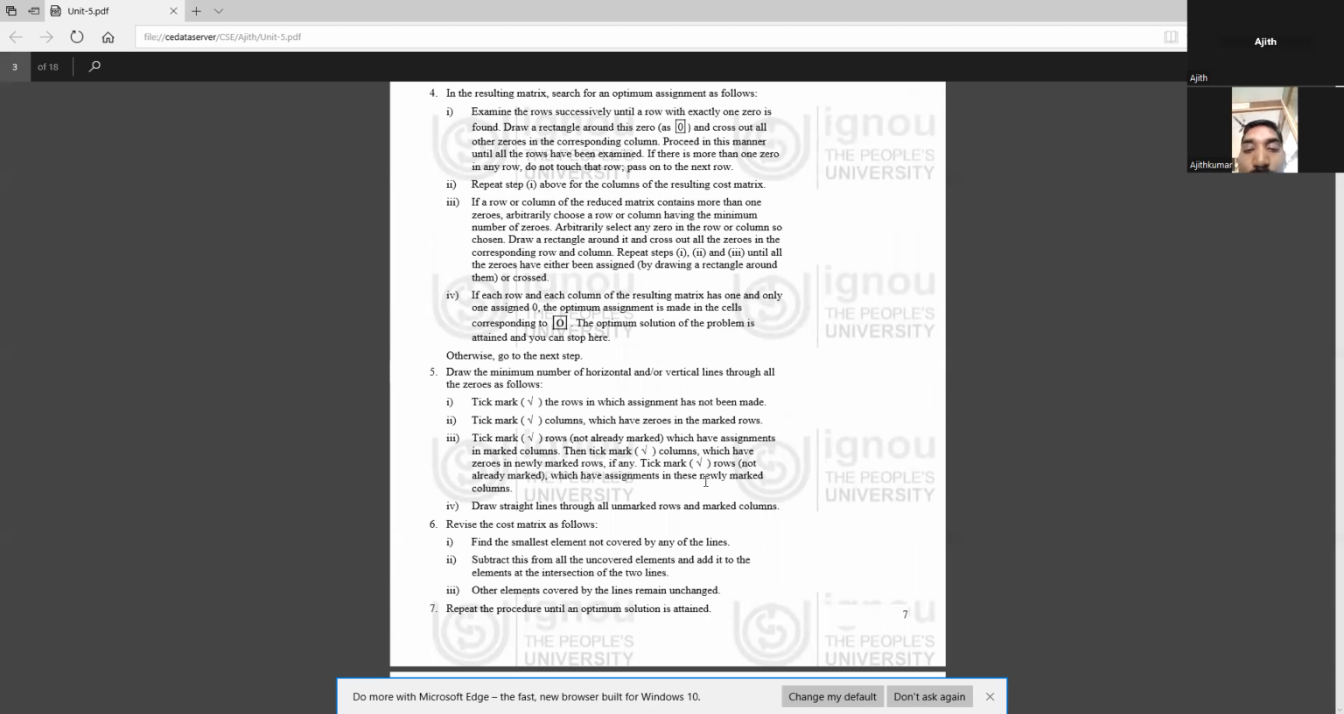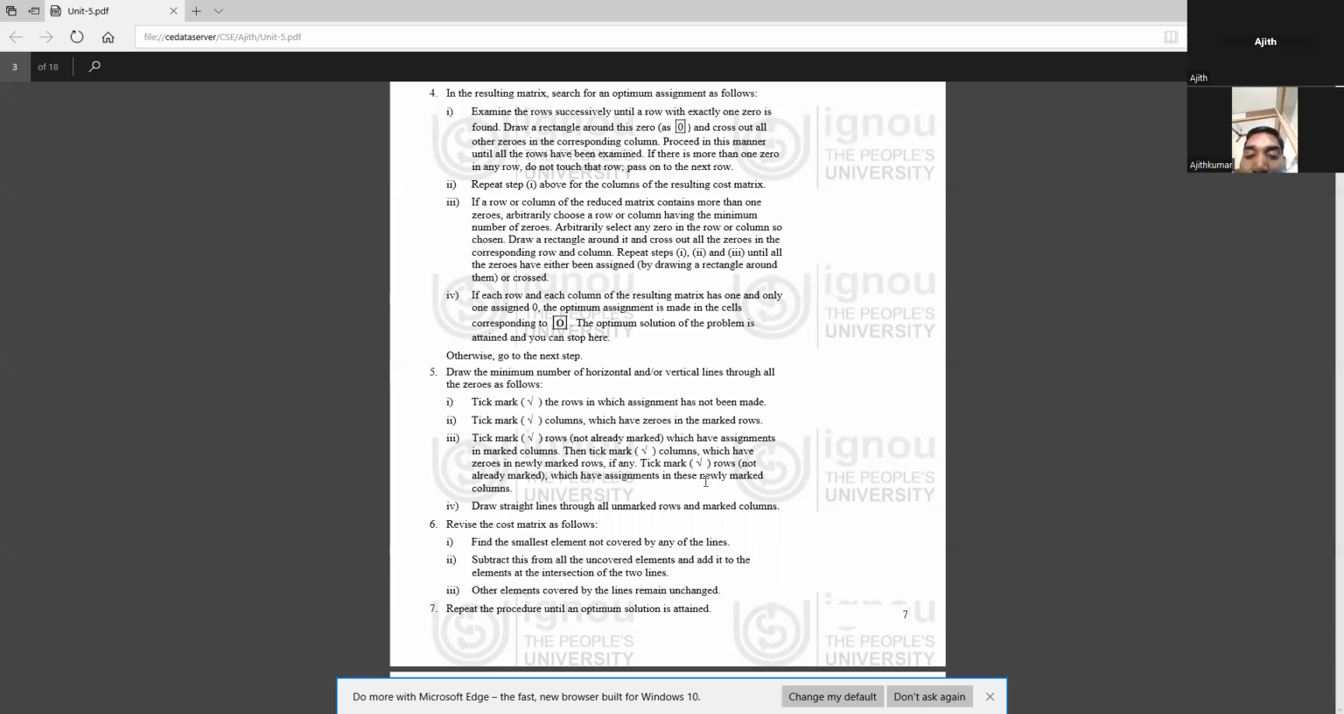Step 5: draw the minimum number of horizontal and vertical lines through all zeros as follows. Tick mark the rows in which an assignment has not been made. Tick mark the columns which have zeros in the marked rows. Tick mark the rows which have assignments in the marked columns, and then tick mark the columns which have zeros in the newly marked rows. Repeat if any newly marked column has an assignment in a row not yet marked. Draw straight lines through all unmarked rows and marked columns.